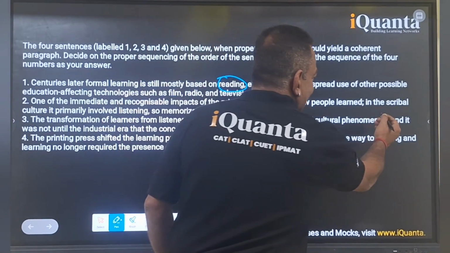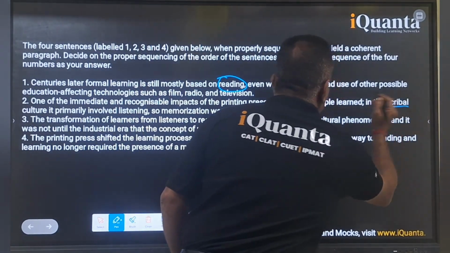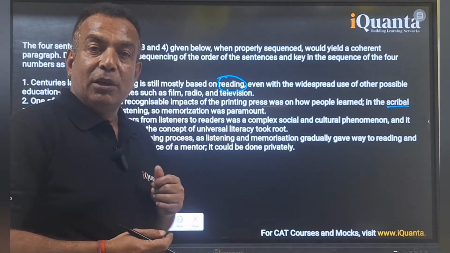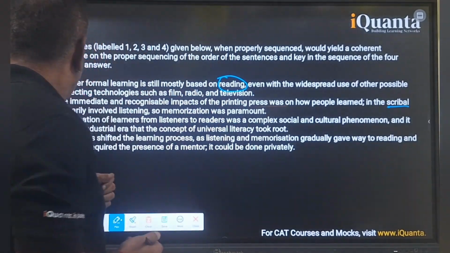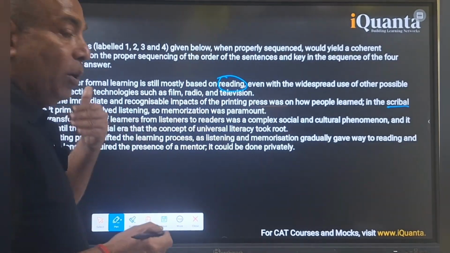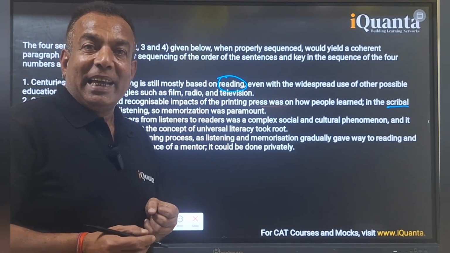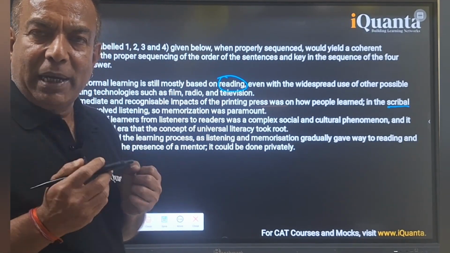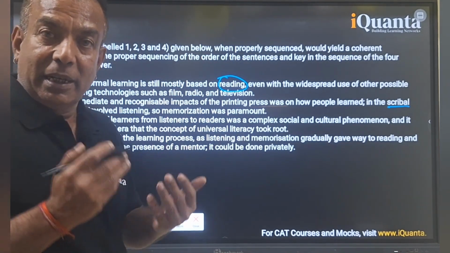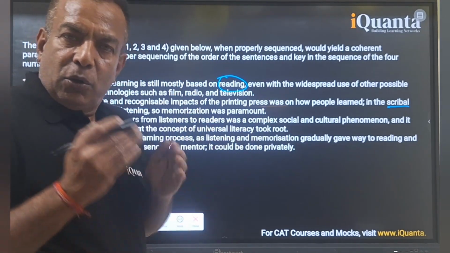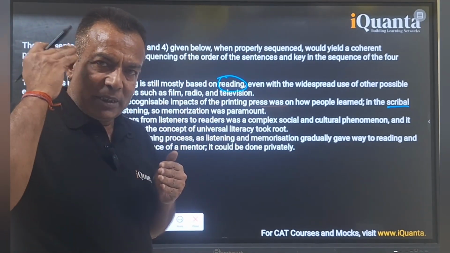Now in the second part it's saying, in the scribal culture, scribe is a writer. So basically scribal culture, where some people used to write, and that information was provided to people and they had to listen. And in order to keep that in their mind, they had to memorize it. याद कर लेना पड़ता था. तो जो information provide किया जाता था, लोगों को सुनना पड़ता था और उसको memorize करना पड़ता था.